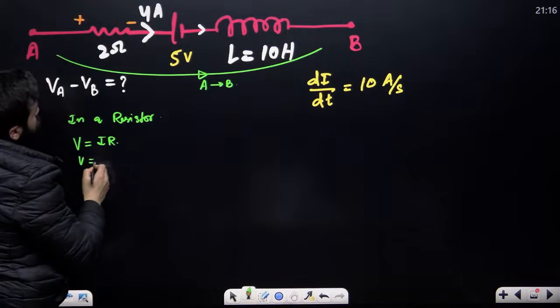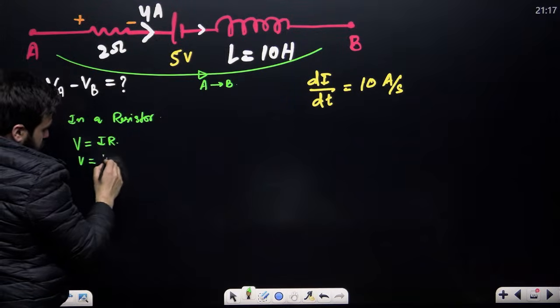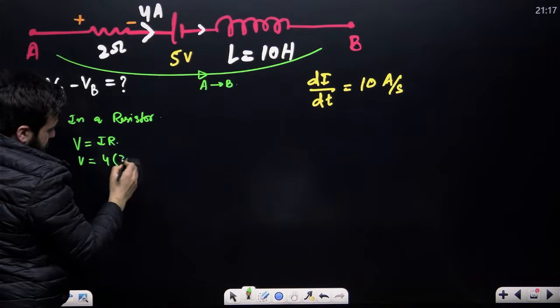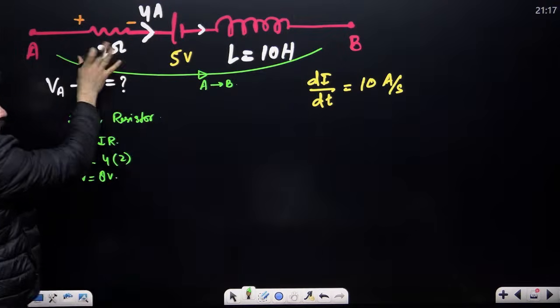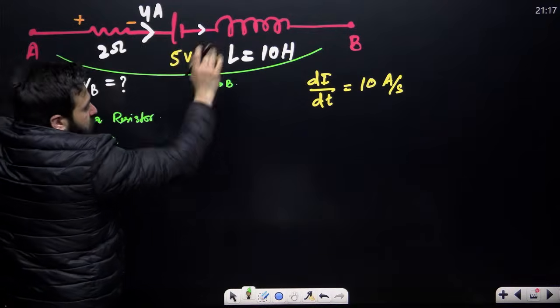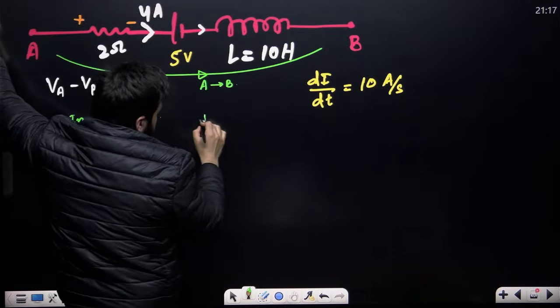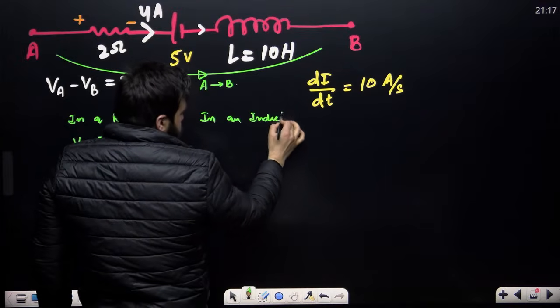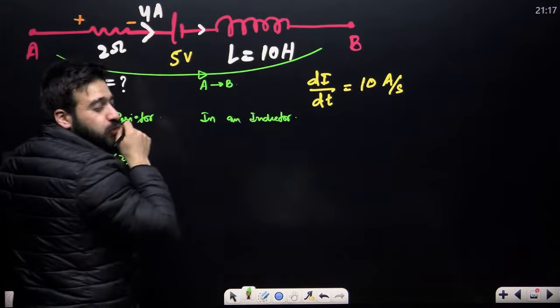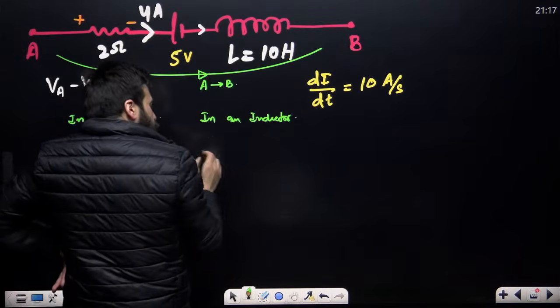So V is equal to, what is the current flowing here? That is 4. What is the resistance of this? That is 2 ohm. So the potential difference is 4 2s are 8 volts. Done. The potential difference of the battery is 5 volt. What is the potential difference in an inductor? This is what we call an inductor, solenoid, coil, whatever you say. How do you find it over here?